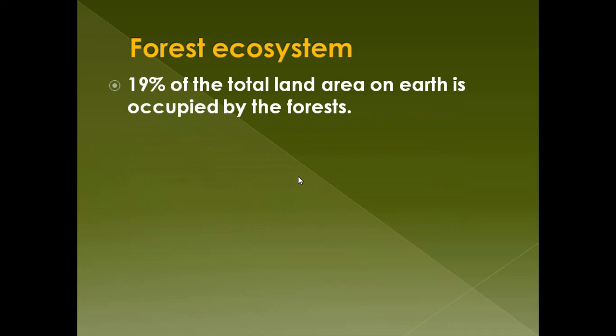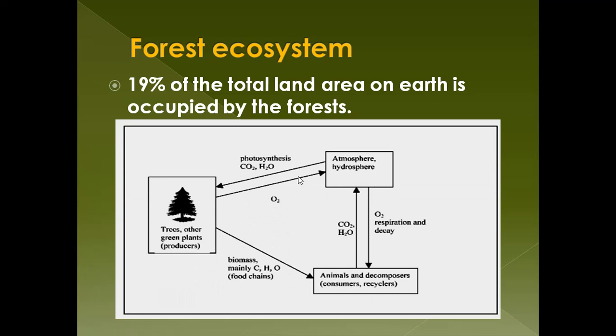Forest ecosystem: if you take the land on the earth, actually 19% of the total land area on earth is occupied by forests only. Then if you take this array diagram, it shows you that trees and other green producers on the land are providing oxygen to the atmosphere, and also to the hydrosphere.